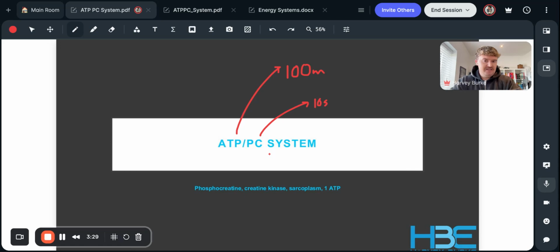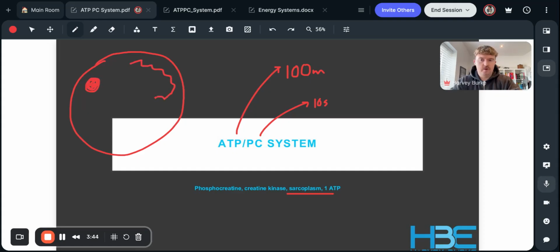Now, the ATP PC system is an anaerobic energy system, so it's without oxygen, and it happens in a place called the sarcoplasm. Let's say this is a muscle cell with a nucleus, and let's just draw a mitochondria for now. The sarcoplasm is the liquid part of the cell. The sarcoplasm and the cytoplasm are the same thing. It's just that the sarcoplasm is the cytoplasm of a muscle cell in particular.